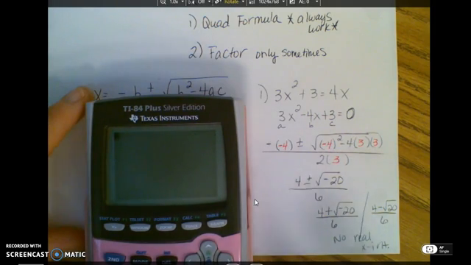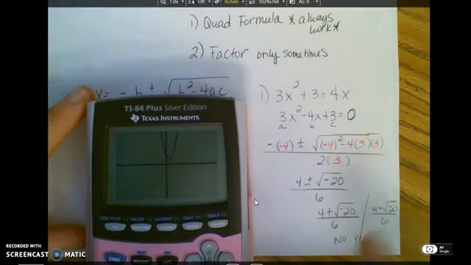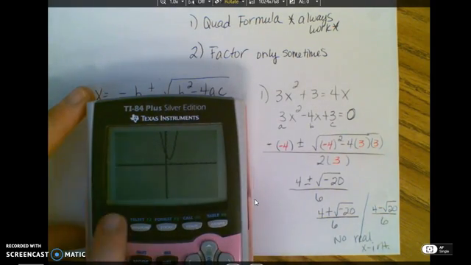How do I prove that? Go back up here to your calculator. Let's type this guy in: 3x squared minus 4x plus 3. When I hit graph, see how this quadratic never crosses the x-axis? So it had no real x-intercepts. So always check. It does not cross the x-axis.